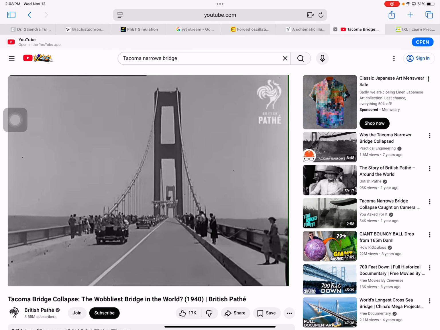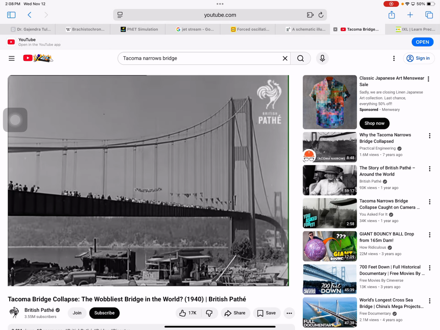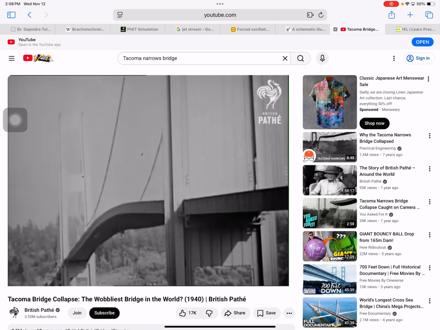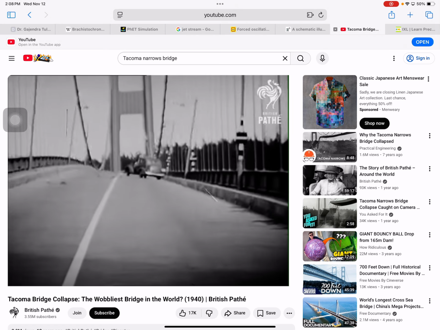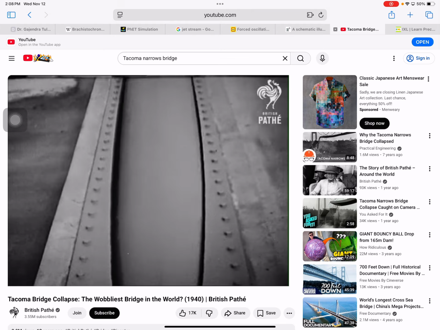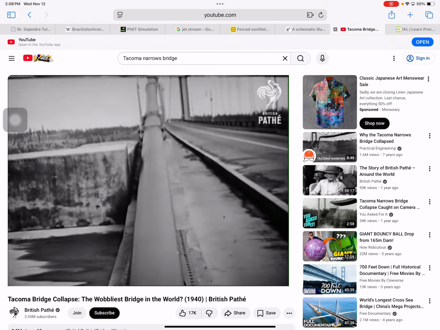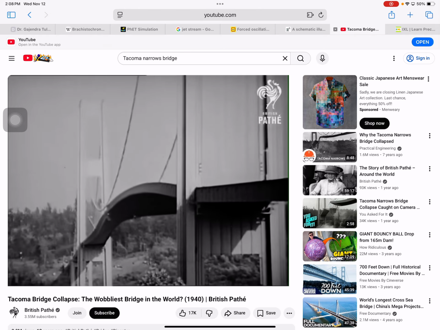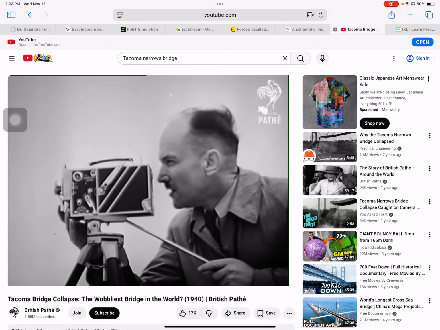Tacoma Bridge, Washington, opened only a few months ago, was built at a cost of over $6 million. But misfortune overtakes the great structure. These are some of the most amazing pictures ever recorded by a newsreel. The actual collapse of the world's third largest suspension bridge. Only a 35-mile-an-hour wind is blowing, but this apparently sets up a rhythmic swinging of the bridge, which increases with each swing.